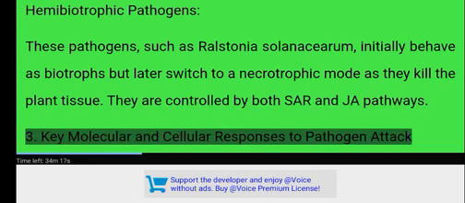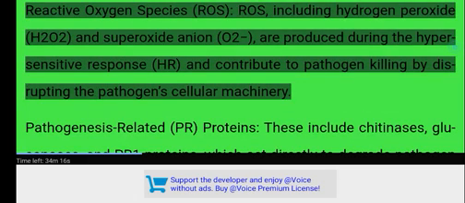3. Key molecular and cellular responses to pathogen attack. Reactive oxygen species, ROS, including hydrogen peroxide (H2O2) and superoxide anion (O2-), are produced during the hypersensitive response (HR) and contribute to pathogen killing by disrupting the pathogen's cellular machinery.